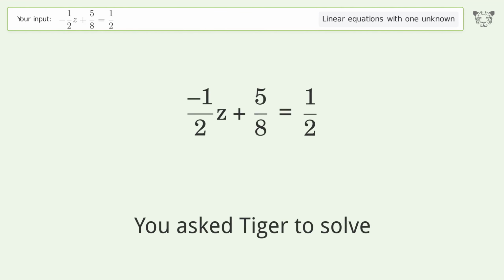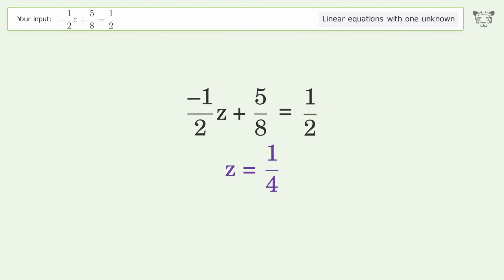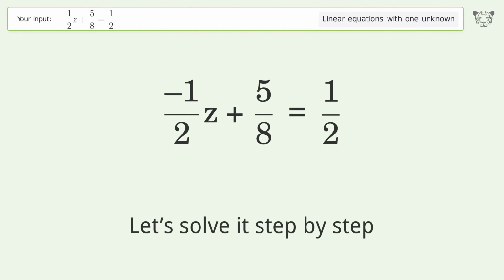You ask Tiger to solve. This deals with linear equations with one unknown. The final result is z equals 1 over 4. Let's solve it step by step.